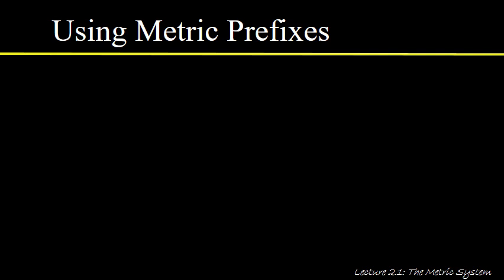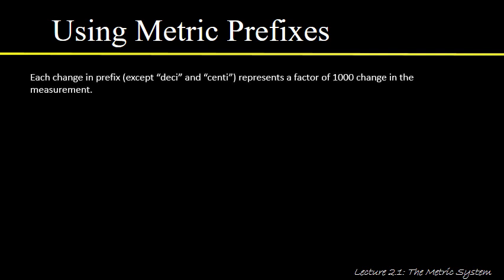Okay, so let's look at how to use metric prefixes to write a number in a way that's a little bit more convenient, so that we can get that number into that range between 1 and 1,000, so we don't have those superfluous zeros on either end. All right, so first, as you look at those prefixes, all of them except for deci and centi represent a factor of 1,000 change in measurement. And that's what we were saying on the last slide, right?